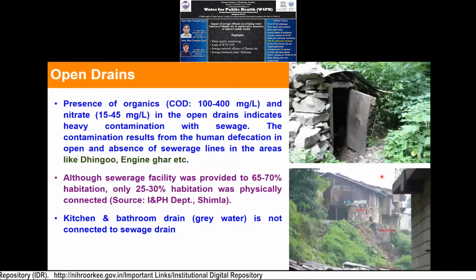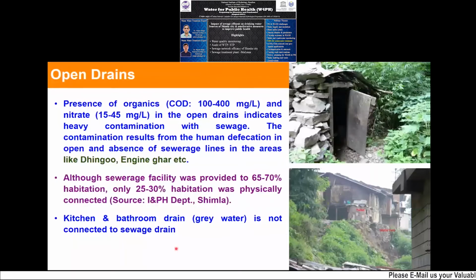And this was expected because only 25 to 30% of habitation was physically connected. So around 70 to 75% of habitation was discharging the sewage in these drains. And here you can see that when we surveyed the area, there were this type of septic tanks and toilets. Then this type of open defecation practices were also taking place, and all this fecal material from the septic tanks as well as from the open defecation system was finally going to the natural stream, either in the monsoon season or in the normal days along with the rains.